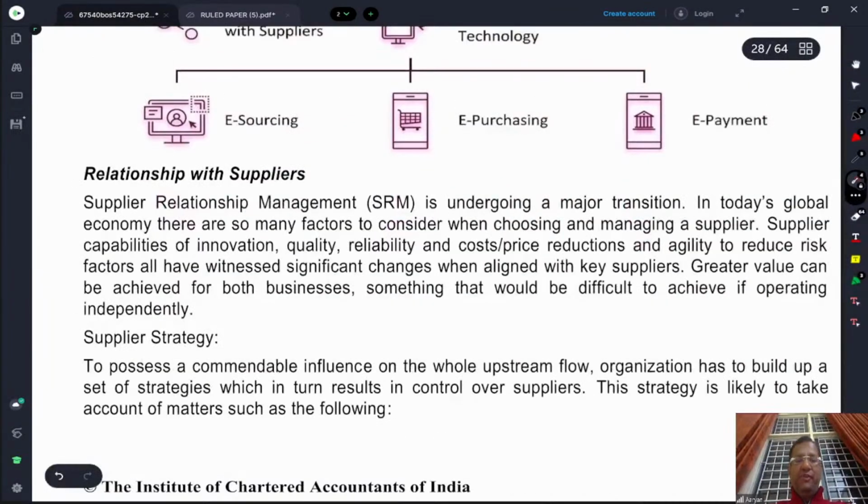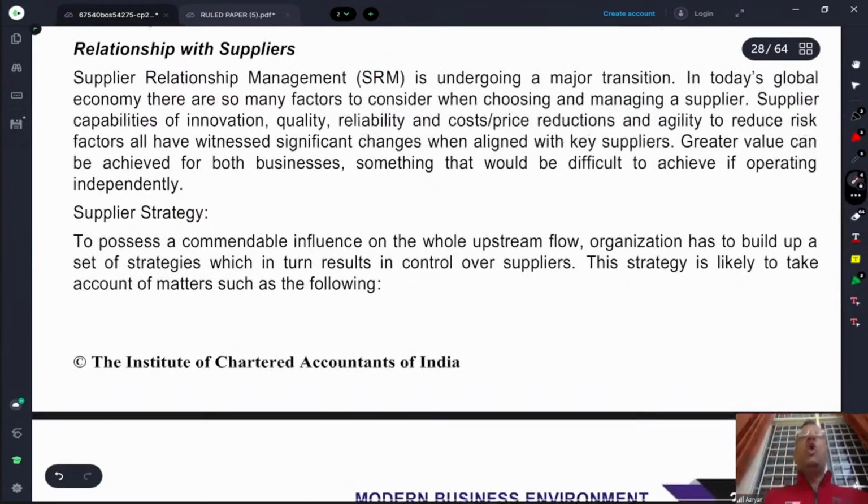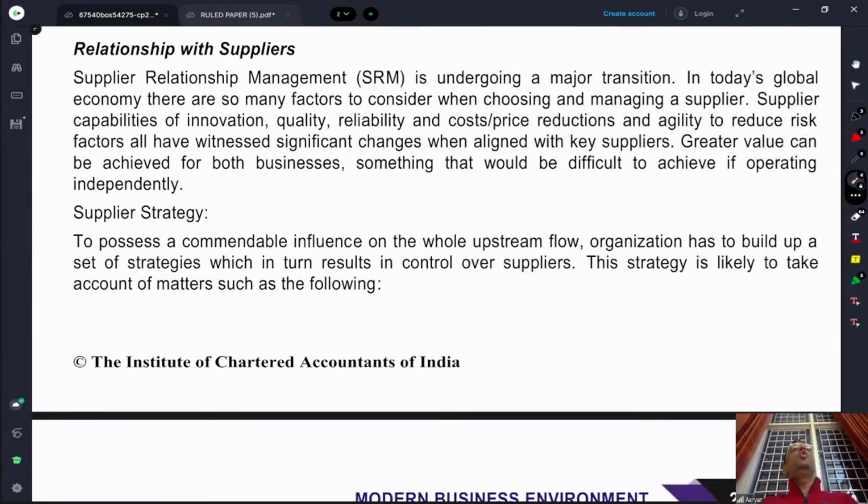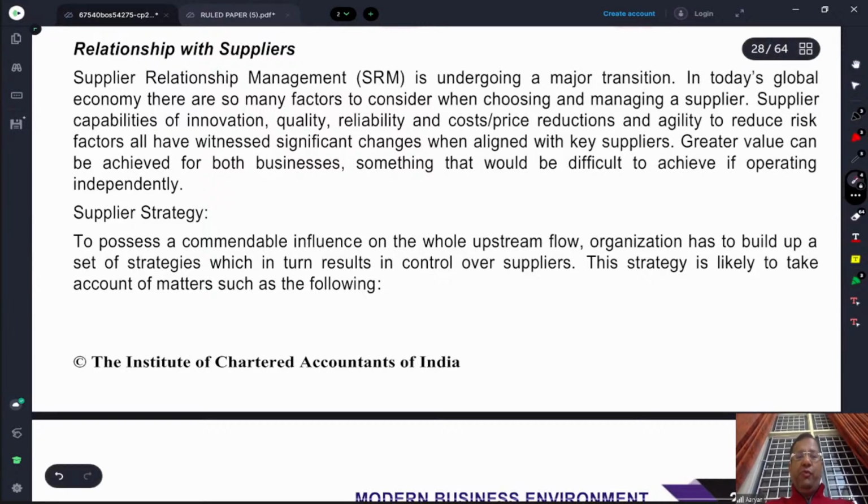तो relationship with supplier में बेटा, normally हम दो point को consider करते हैं while selecting with the supplier. The first point is quality and the second price is cost. But apart from the quality, apart from the cost, you must consider the reliability of the supplier.